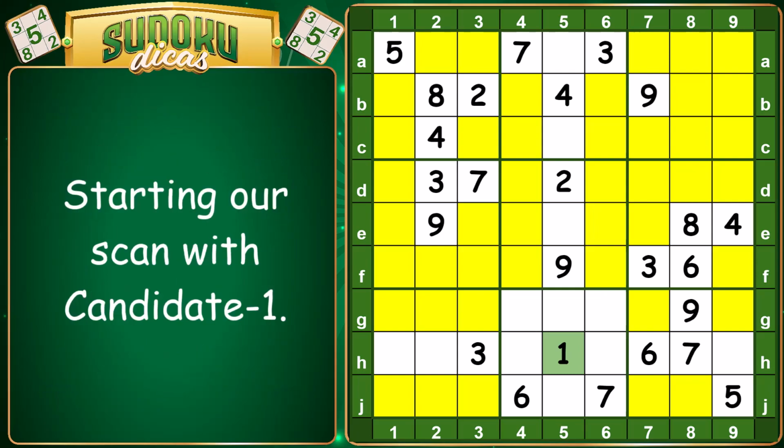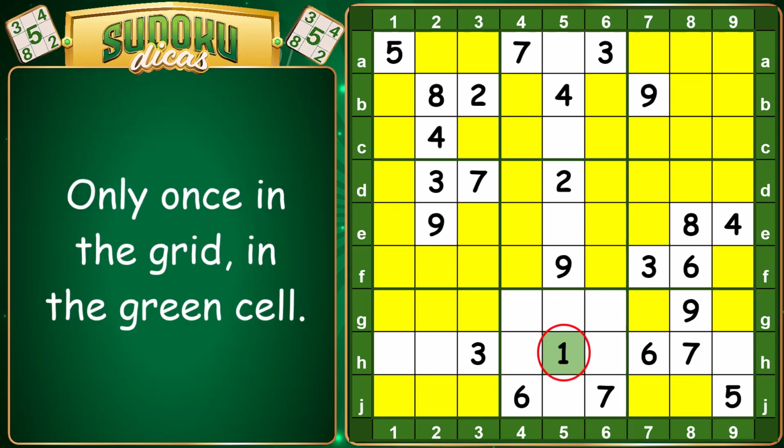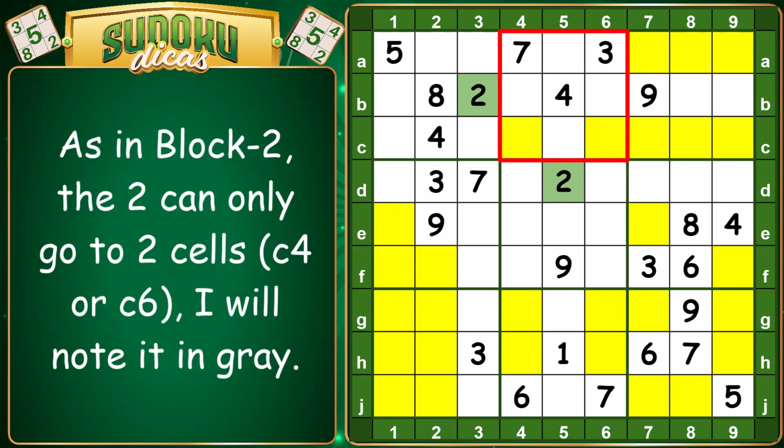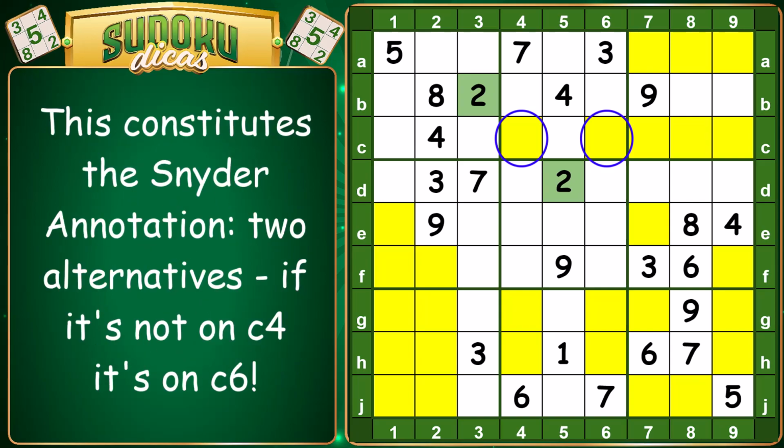Starting our scan with candidate 1. Only once on the grid, in the green cell. Candidate 2. It can go to any of the yellow cells. As in block 2, the 2 can only go to two cells, C4 or C6, I will note it in gray. This constitutes the Snyder annotation. Two alternatives: if it's not on C4, it's on C6.